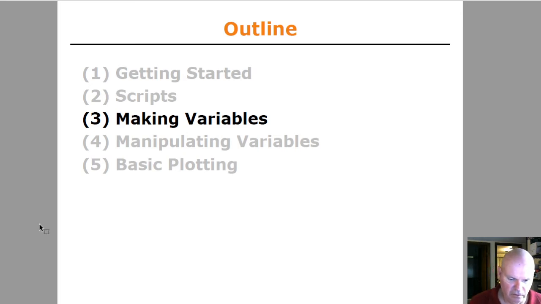Okay, let's look at making variables and using variables in Octave. And it's probably one of its most powerful features. You can assign a number to a variable. This would be like assigning a number to a memory location on your calculator, and then reuse that number, recall that by the variable name.